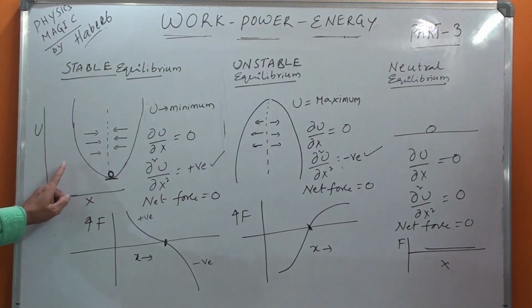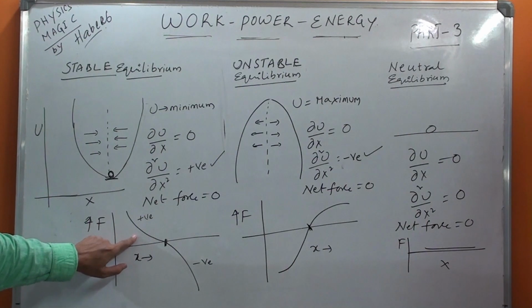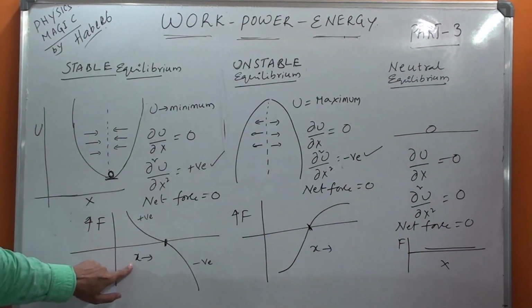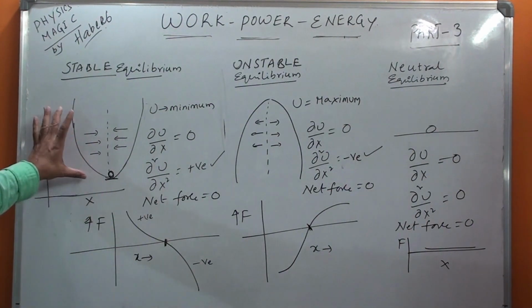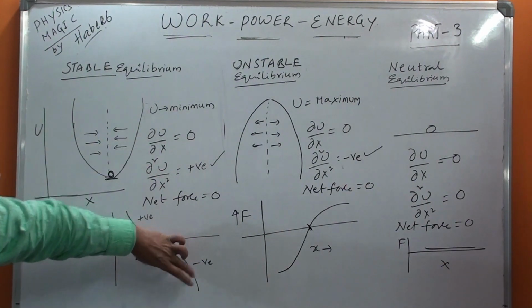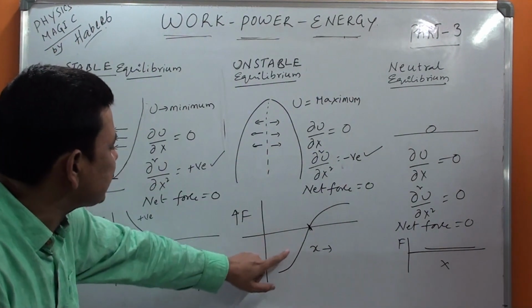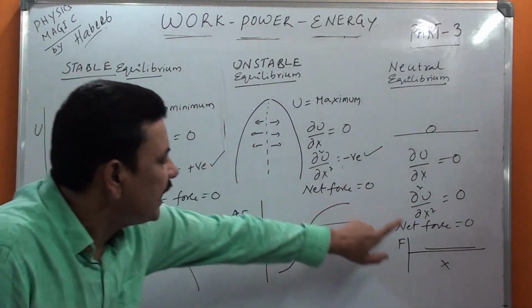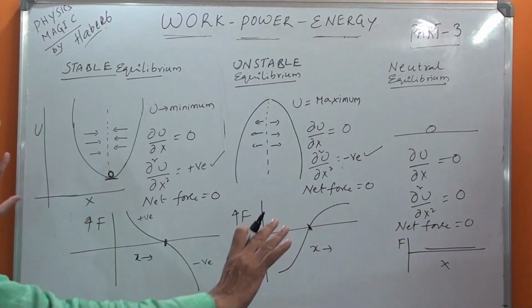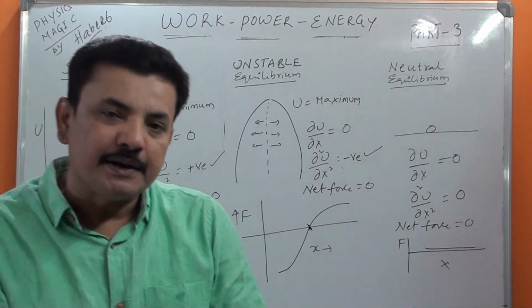And if you draw the force versus x curve, you will be getting it like this, with positive slope and negative slope. This part we are drawing here because force versus x is this one. Similarly, force versus x we will be getting for this like this and for this like this. If you practice this, then definitely the question comes on this. You can do it 100%.